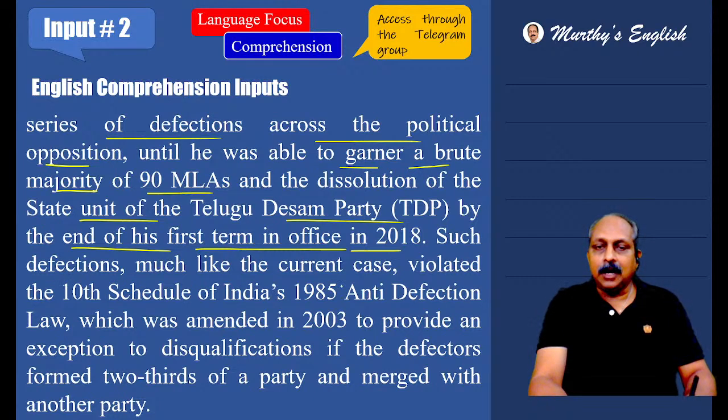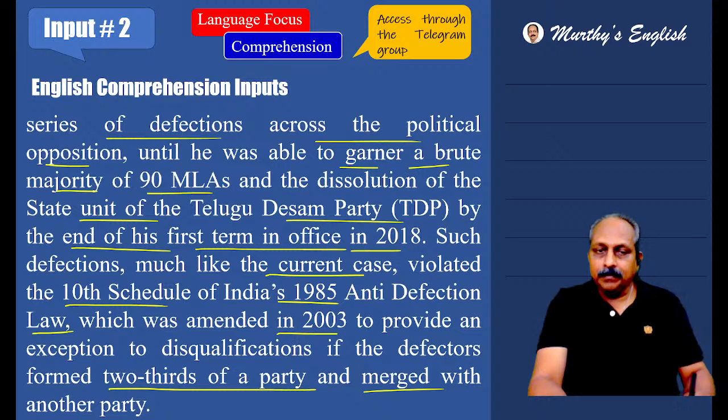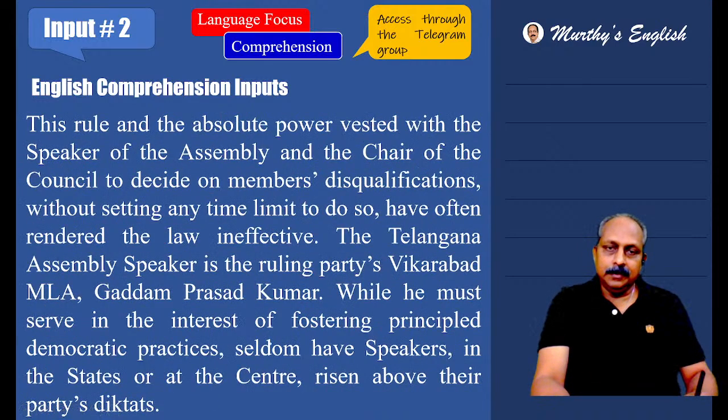Such defections, much like the current case, violated the 10th schedule of India's 1985 anti-defection law, which was amended in 2003 to provide an exception to disqualification if the defectors formed two-thirds of a party and merged with another party. This talks about the law behind, the violation behind the law. Such defections, much like the current case, violated a particular law. Which one is that? 10th schedule of India's 1985 anti-defection law, and it was amended in 2003. The amendment provided an exception to disqualifications. They won't be disqualified provided the defectors form two-thirds of a party and merge with another party. Then no disqualification. Read this also.